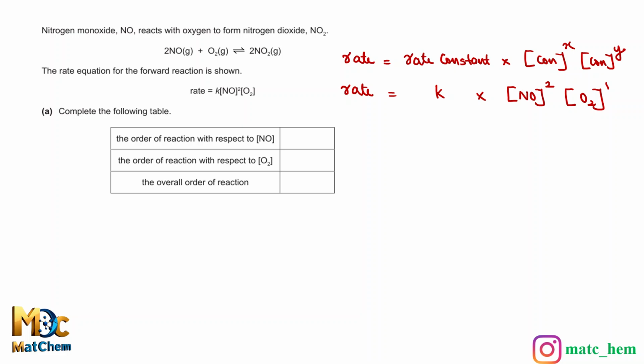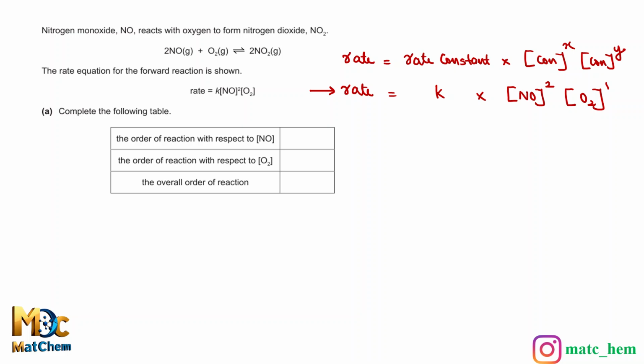For example, if you double the concentration of NO, the rate of the reaction will increase by 4 times. If you double the concentration of O2, the rate will become doubled. That is the thing you can understand from this particular rate equation.